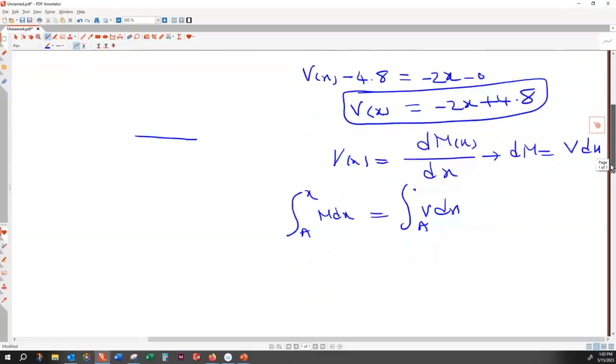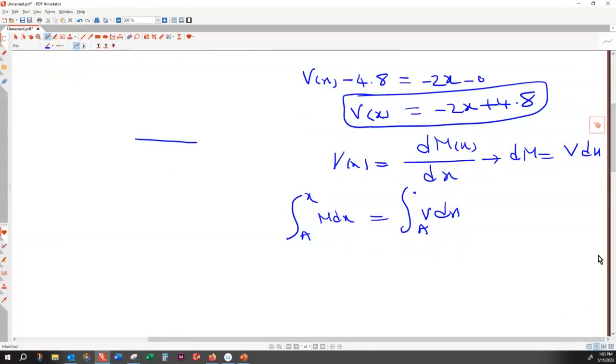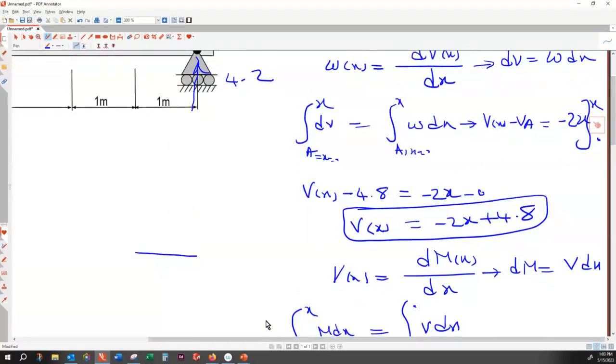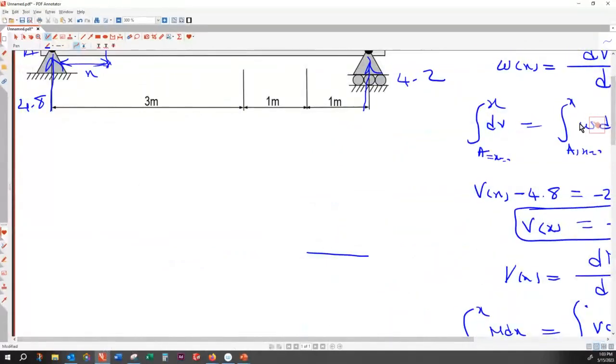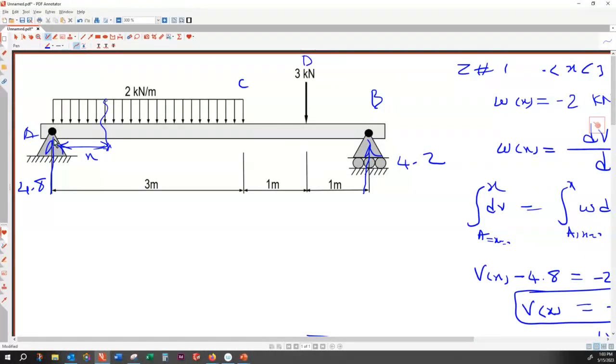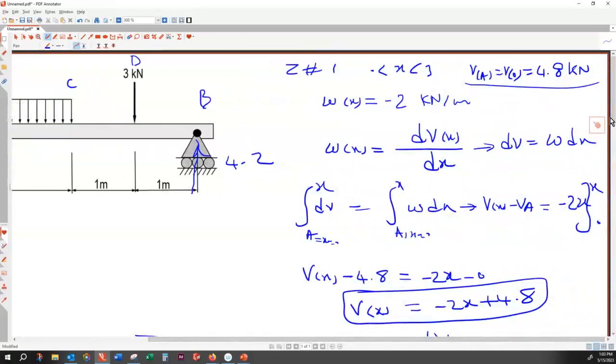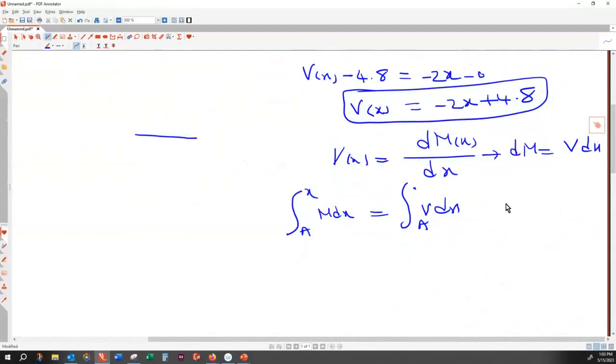so let's substitute this value here, and then, all right, so let's look at the solution. This problem at point A, that is a pin, and a pin doesn't resist rotation. So what that means is the bending moment at point A, that is M at x equal to 0, is equal to 0. I know that from the solution of the beam, when we found the reaction.